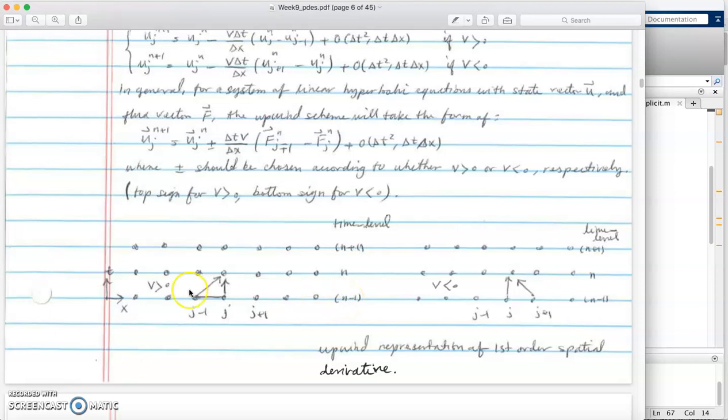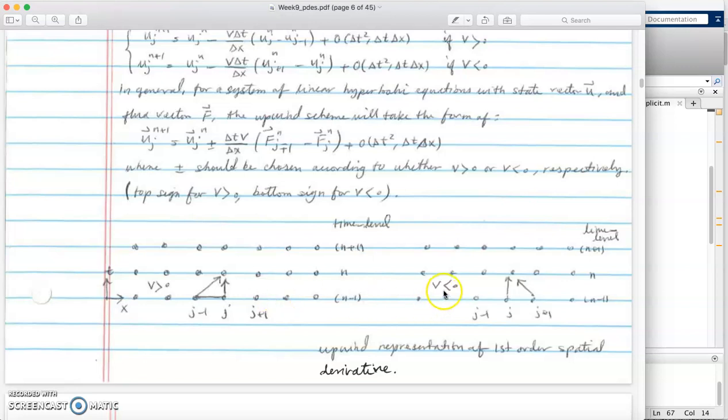So just to remind you, if the velocity is positive, wind is coming from left to right, which means information is propagated from left to right, or the flow is from left to right. So that to get the information at this point, I have to use these two. I cannot use these 2 points because the flow is in this direction. That means the flow hasn't reached these points yet. I cannot use the variables that physically haven't been reached yet.